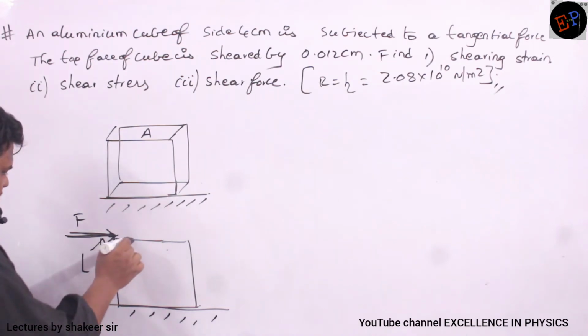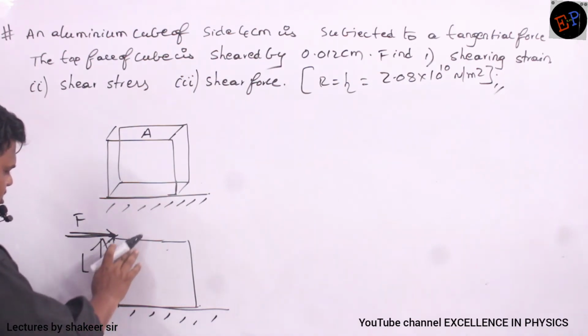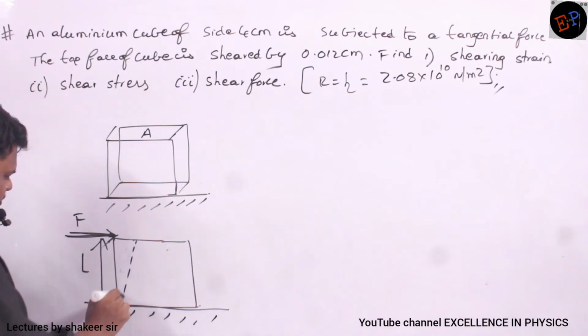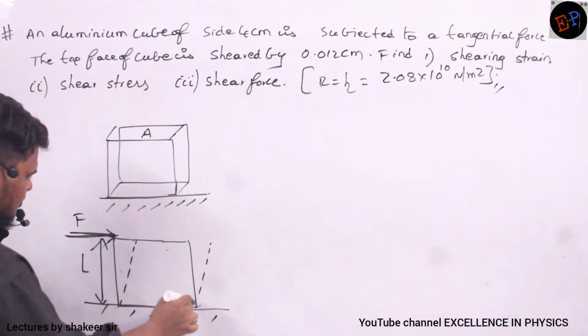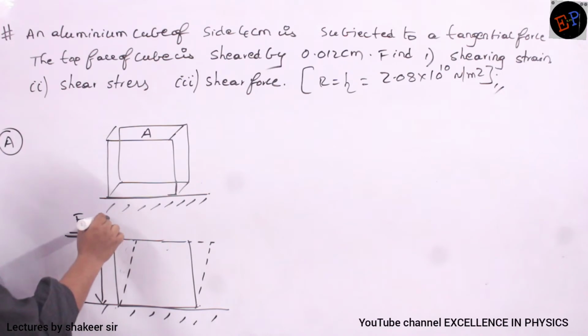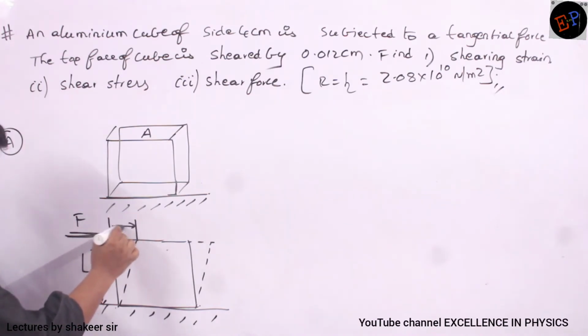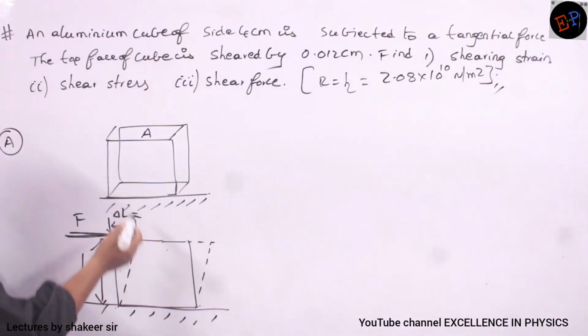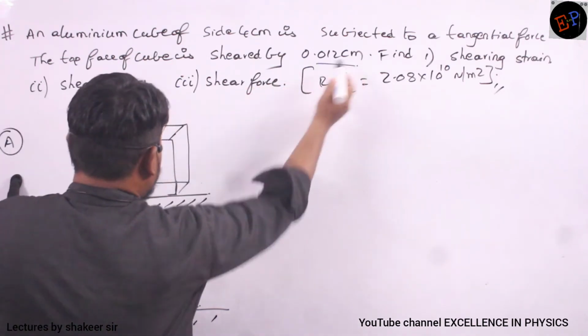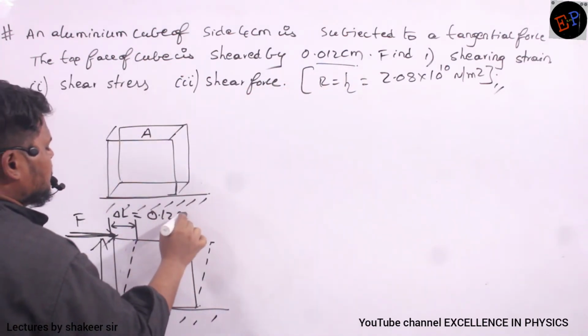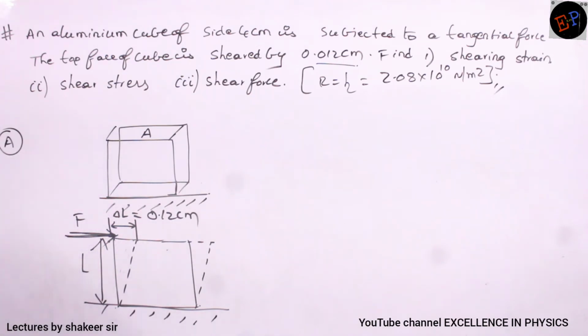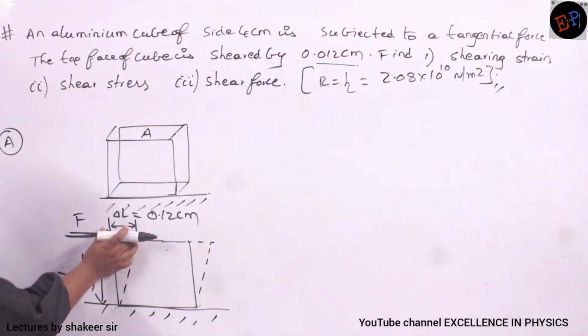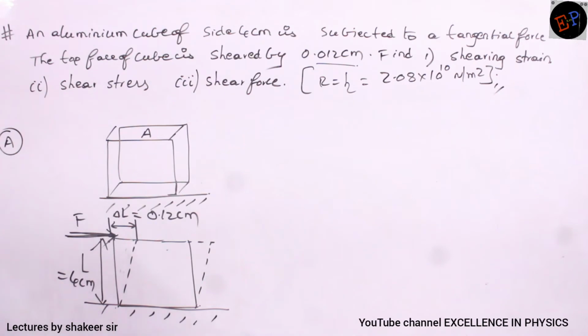And when you apply force on this body, what happens? It shears. Shears means what now? The topmost surface moves by a particular distance. So it moves up to this distance. This shearing is called delta L. And that is already given: delta L is equal to 0.12 centimeter. Understood? So what he is asking, L value, how much did he give? L value is 4 centimeter. Shearing produced is 0.12 centimeter. Okay. Now what is the question?